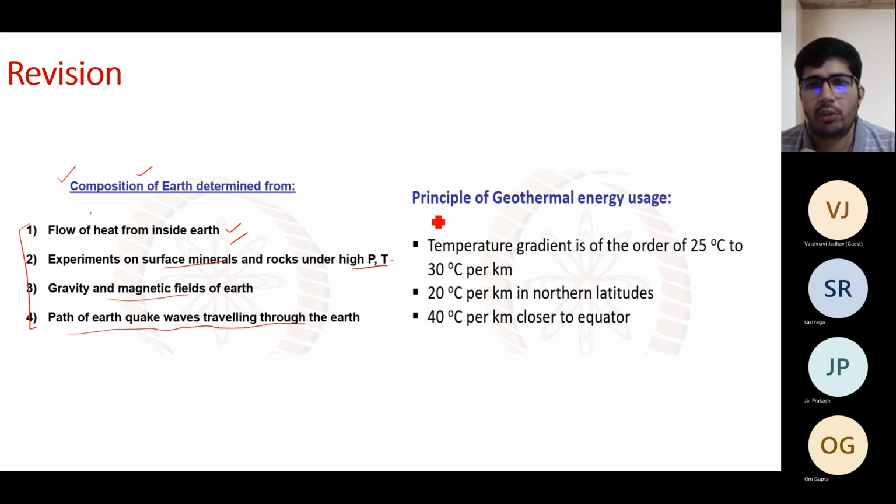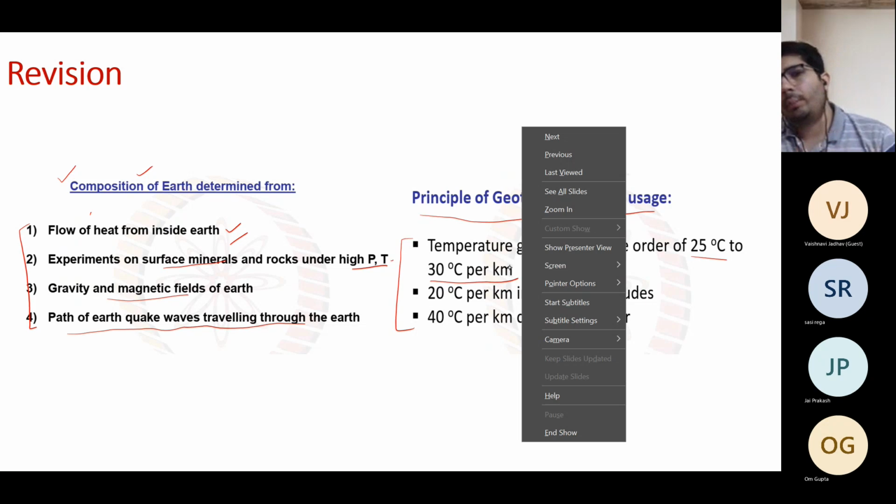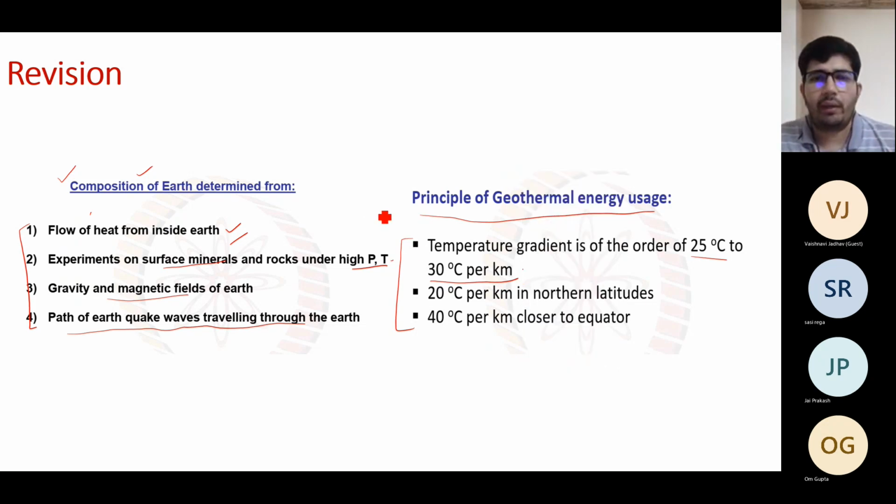So the principle of geothermal energy use. Now for geothermal energy use, what is the basic principle? The basic principle is that the temperature gradient is of the order of 25 to 30 degrees per kilometer. So per kilometer of depth, we have 25 to 30 degrees of temperature difference. So we can use this temperature gradient to run a turbine and generate electricity.